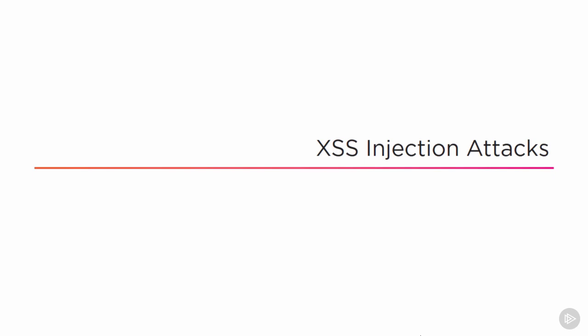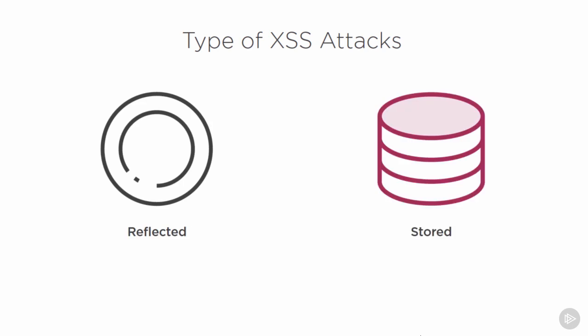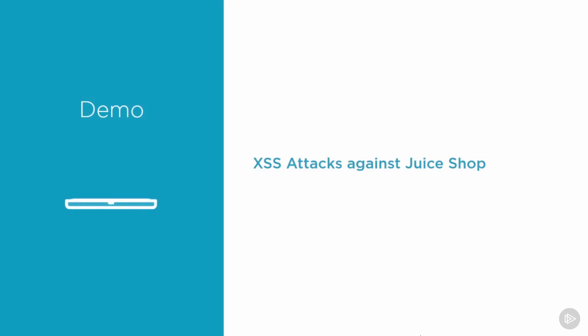Another major foundation for assessment by a pen tester is testing, of course, for the presence of cross-site scripting. Now, there are numerous types of cross-site scripting, but we're just going to be focused on reflected and stored cross-site scripting vulnerabilities for this course. Let's see if we have some cross-site scripting attack vectors inside of our Juice Shop application.